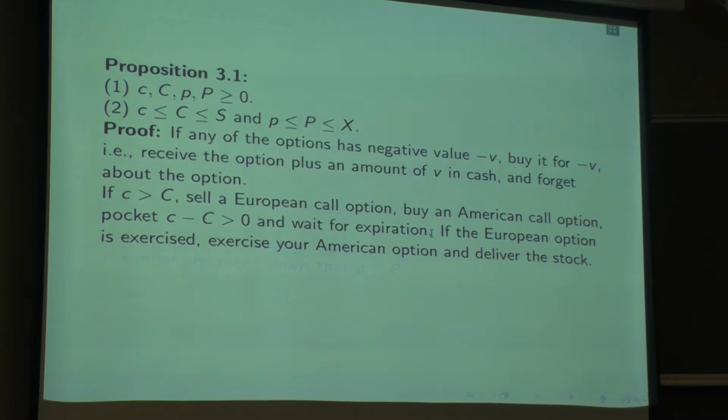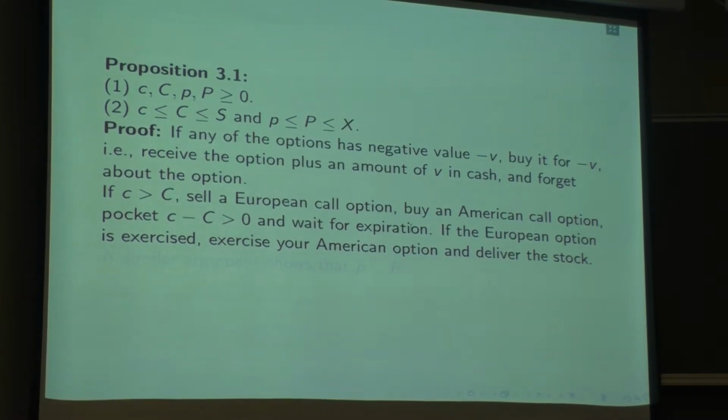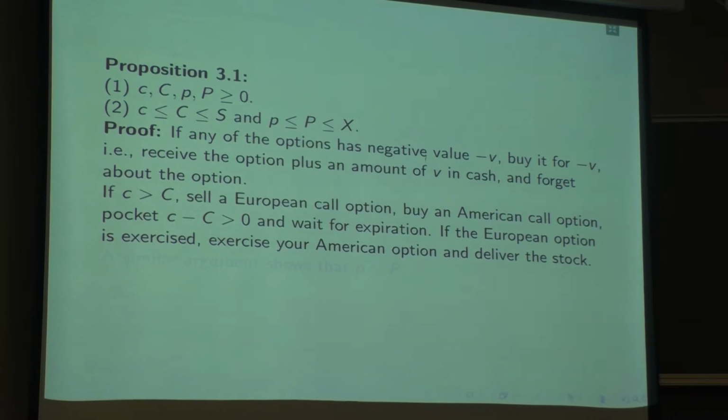So you take the X pounds and you exercise your American call option, which gives you the right to buy this stuff for X pounds. So you take the X pounds and you buy the underlying asset for X pounds. Now you have the underlying asset, you give it to the person who bought the European option from you, and you don't owe that person anything else.